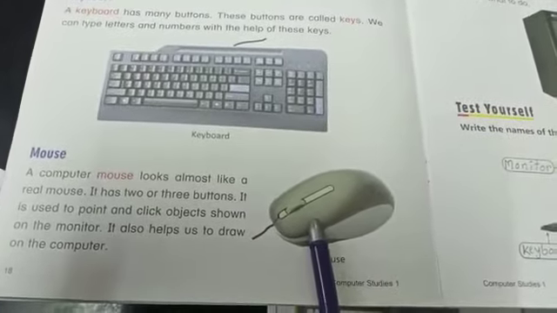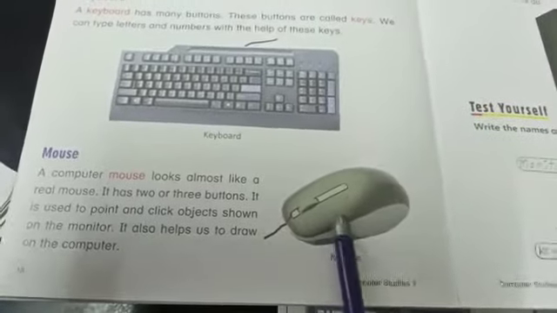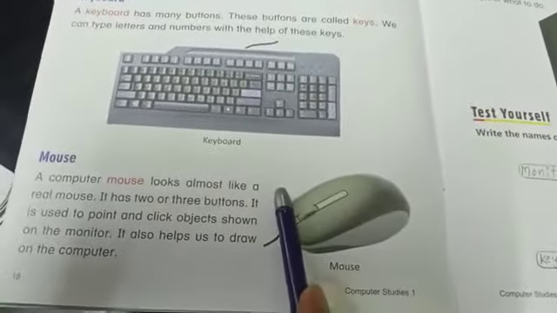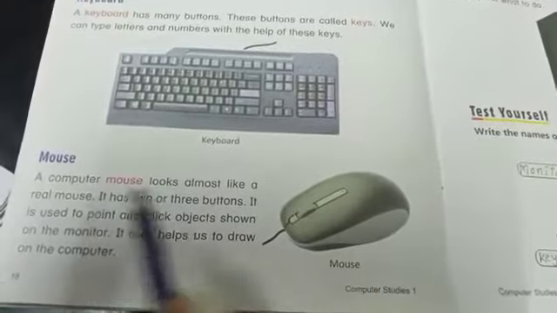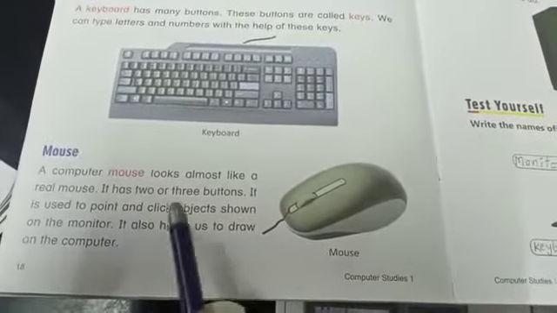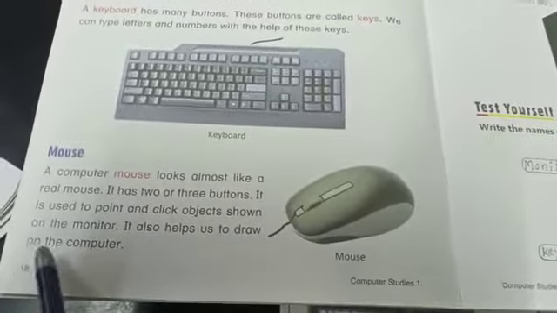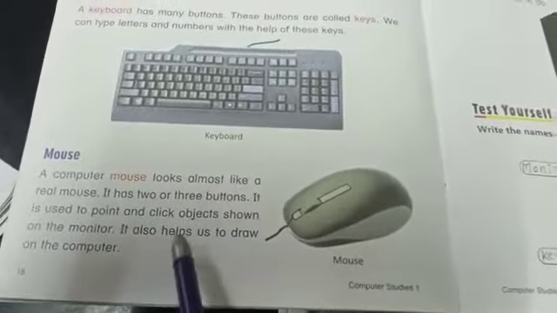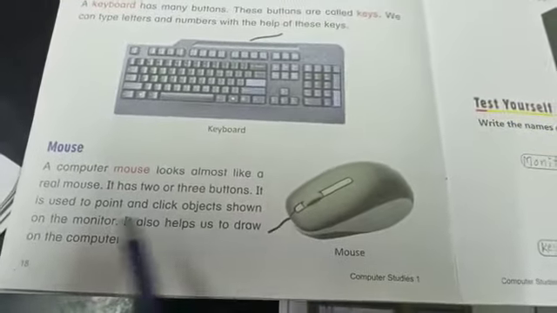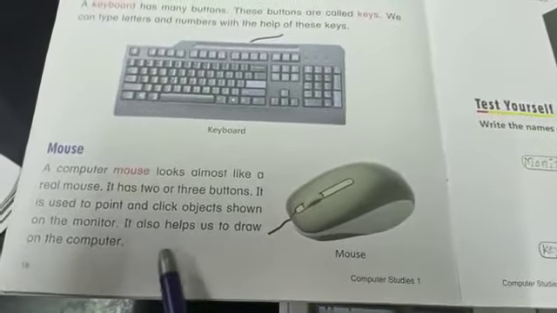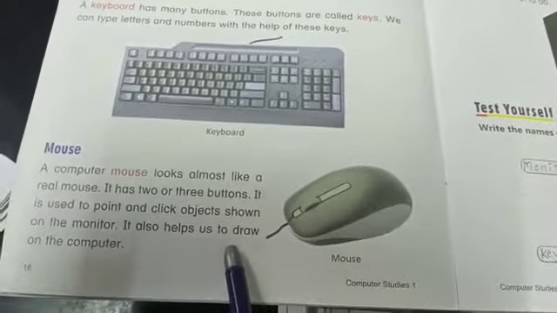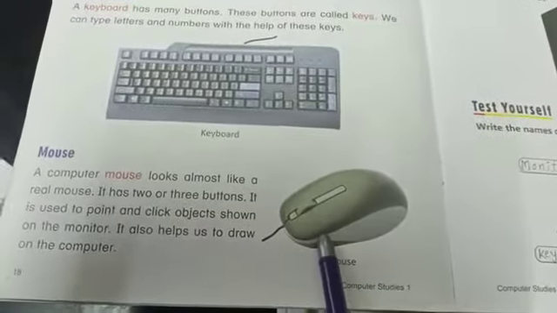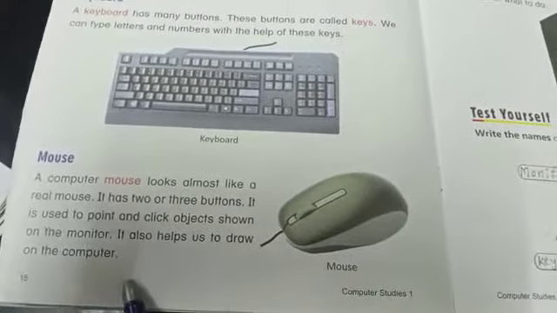How do we use the computer mouse? We click on the buttons and it is used to point and click objects shown on the monitor. It also helps us to draw on the computer, and it also helps us to play games.